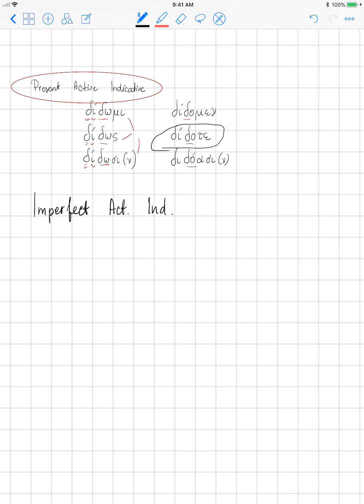So what we have is the stem with reduplication, with iota, but also we have augment, because augment tells us that the action is in the past, and the endings that are characteristic for imperfect. And we end up with a didun.